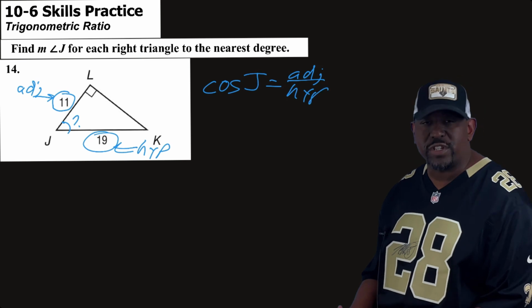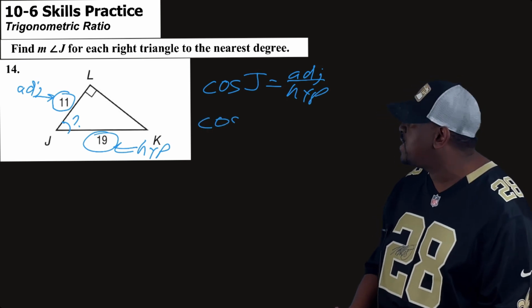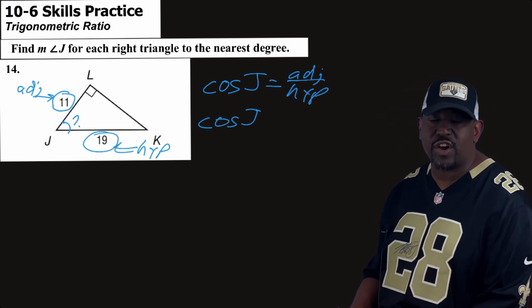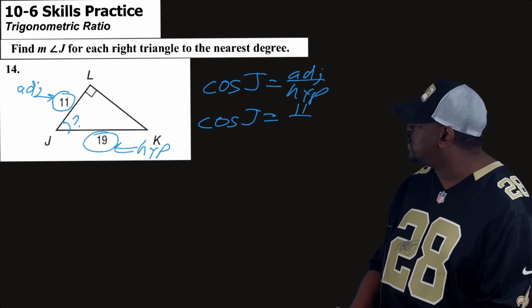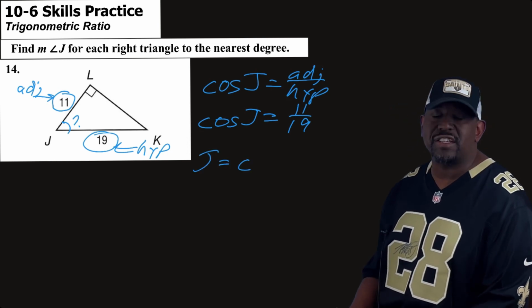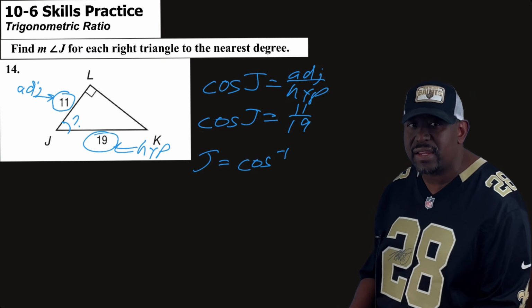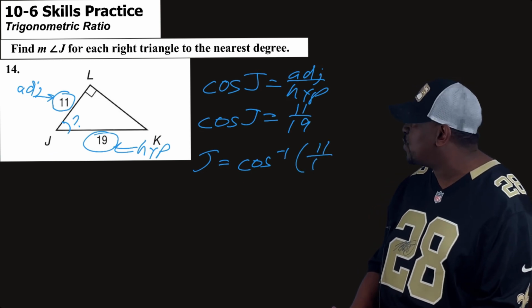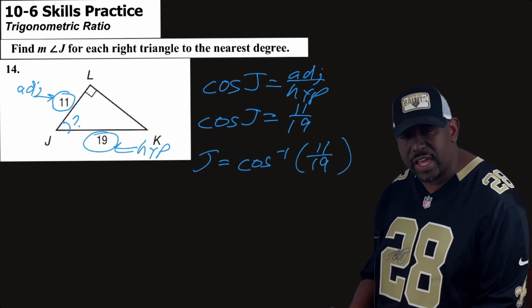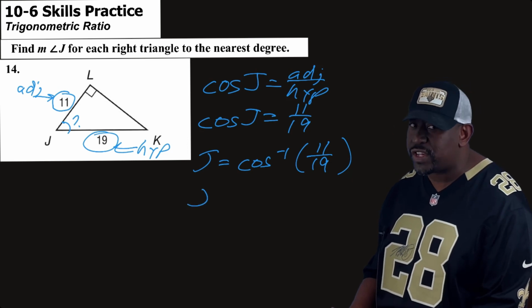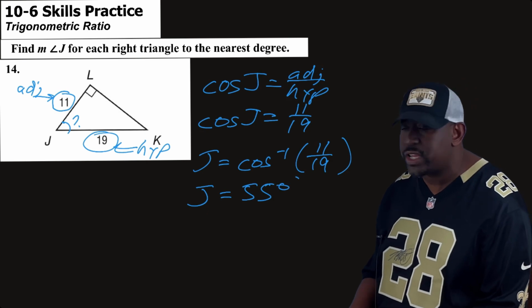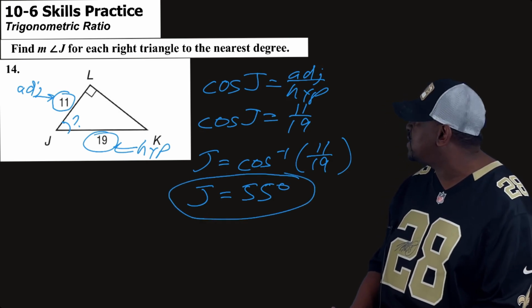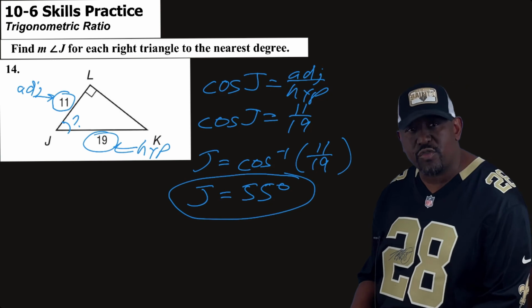So in order to solve for J, we want to use a trig function that has adjacent and hypotenuse. That's cosine. So cosine J is adjacent over hypotenuse. We substitute our values in, 11 over 19. J is going to be the inverse cosine of the ratio of 11 over 19. You get your calculator, you press the inverse cosine, and it will produce an angle, which we round to the nearest whole degree. And so in this case, J is going to equal 55 degrees.